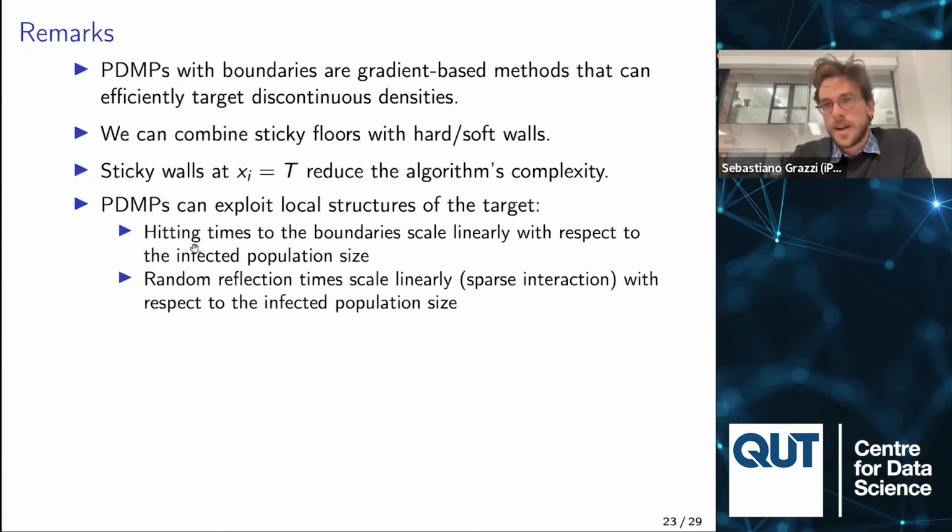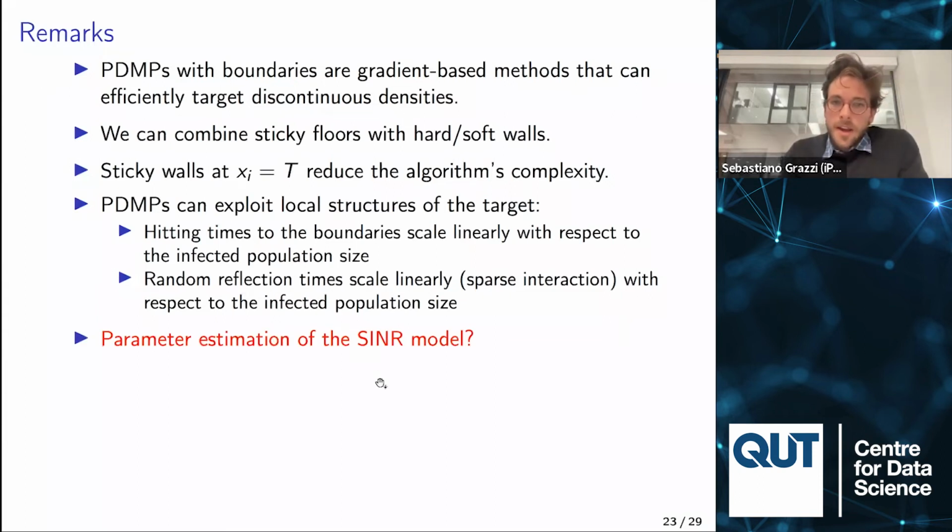And also something that I didn't mention is that PDMPs are great at exploiting conditional independence of the target. So if you have some structure on the target measure, then PDMPs can exploit it to be more efficient. In this case, there is a lot of structure because I am going to be infected only according to the status of my neighbors, not the population status. Okay, something that I still have to do is parameter estimation. You would like to combine this latent space with exploration of the parameters.